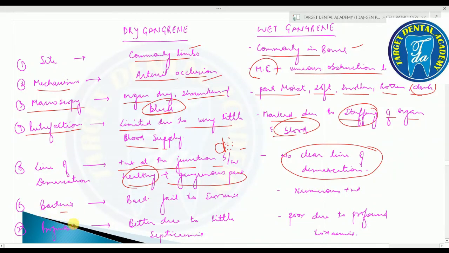The bacteria fail to survive in the dry gangrene, while in the wet gangrene there are numerous bacteria present. The prognosis is better due to the little septicemia in dry gangrene, while the prognosis is poor due to the profound toxemia. So this is all about the differentiating features between the dry gangrene and wet gangrene, very important for your MCQ.